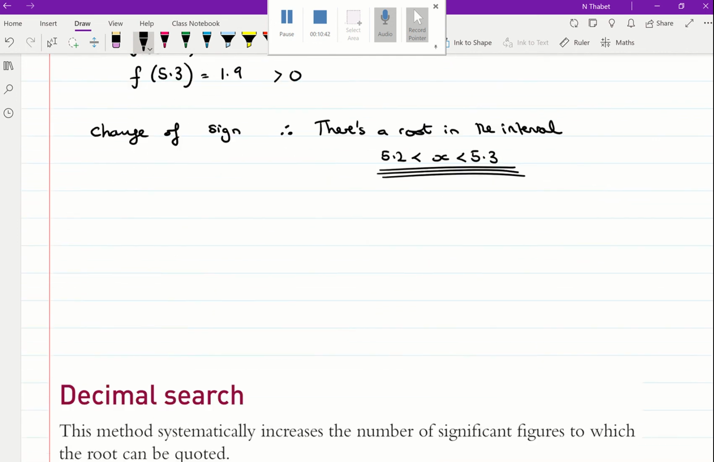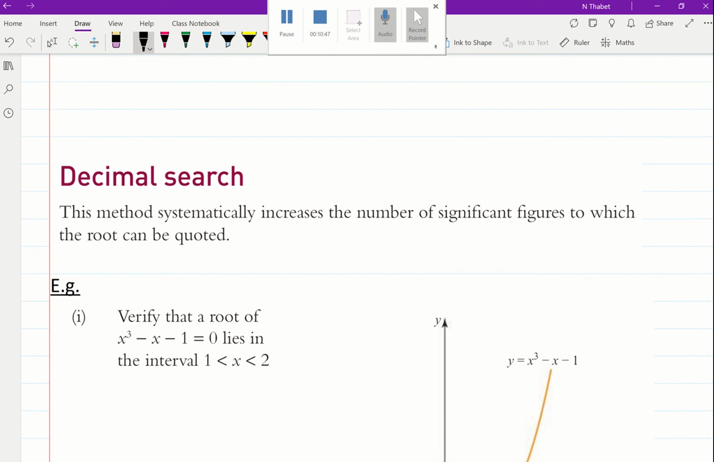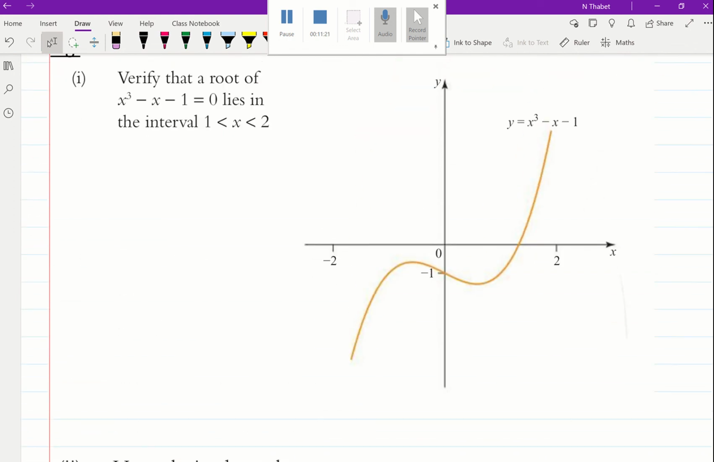Okay, so that's the first method, the interval bisection, and the second method is called decimal search. So that's another way of improving the root that was already found. This method systematically increases the number of significant figures to which the root can be given. That's what it means. So the first question says, verify that a root of x cubed minus x minus 1 equals 0 lies in the interval 1 to 2.